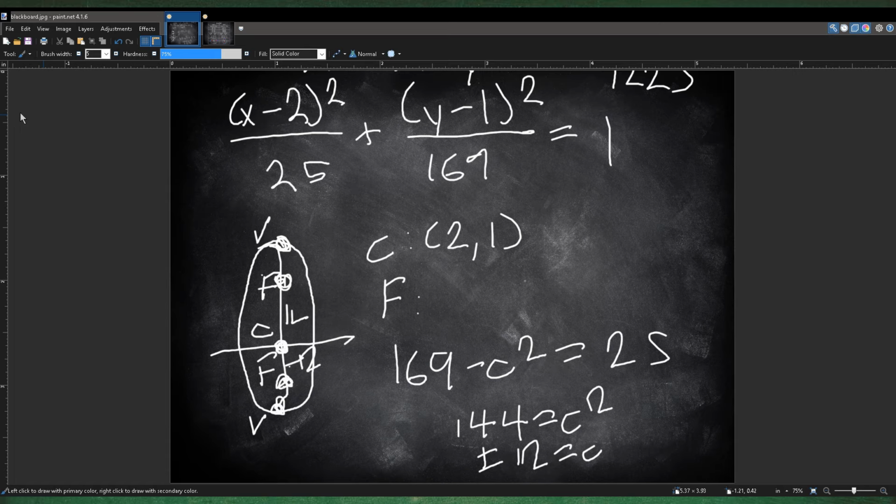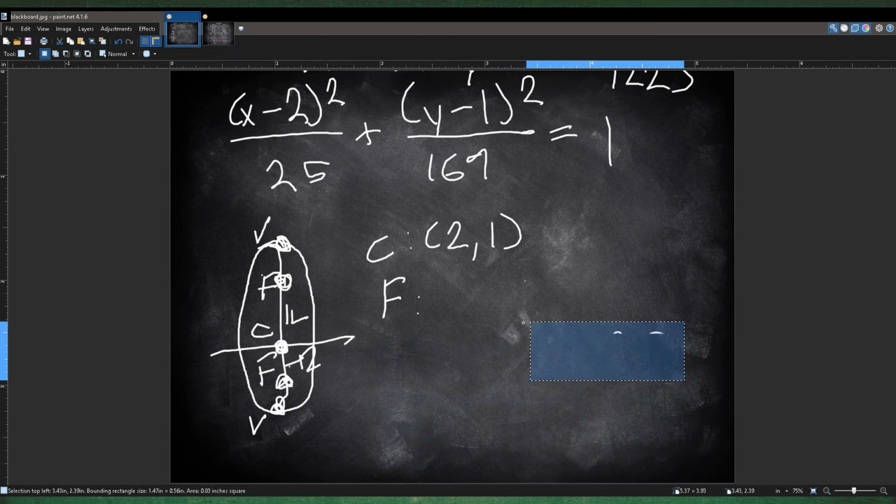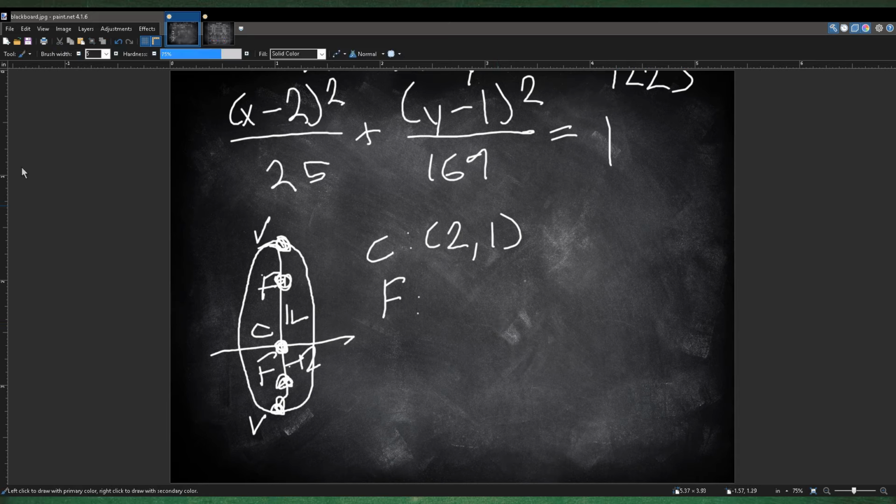So let me erase this. Okay. So the foci are going to be along the y. So adding 12 to the y here, you get 2, 13, because 12 plus 1 is 13. And you subtract 12 from 1, with x staying 2, and 1 minus 12 is a negative 11. So that's how you do it.